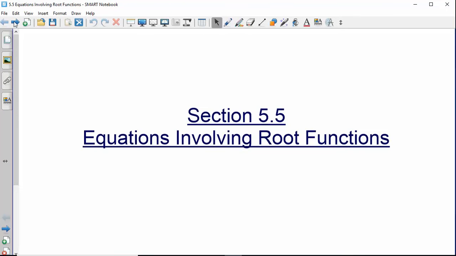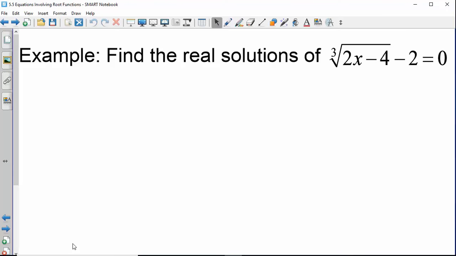Alright. So here is our first problem. I want to solve this.